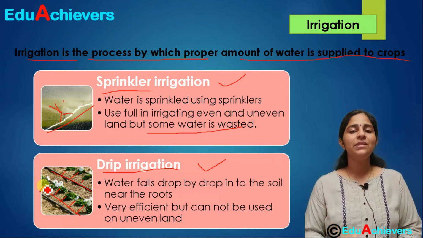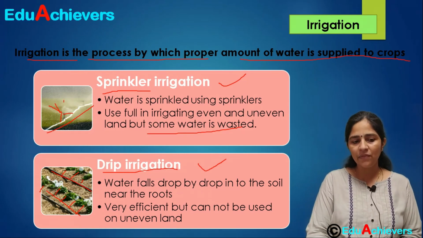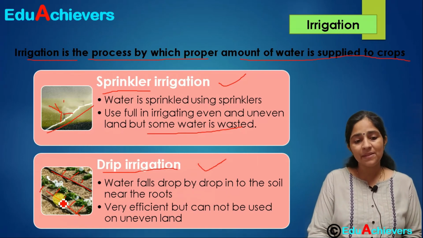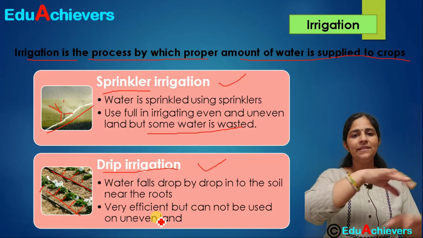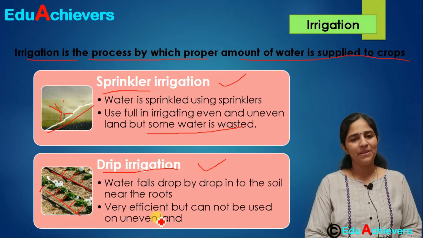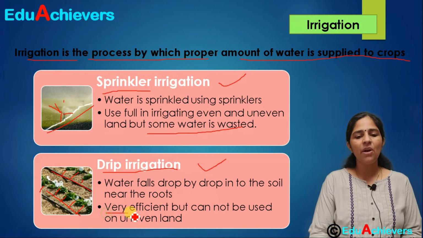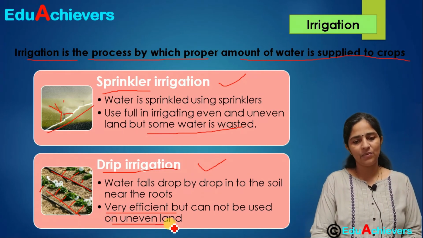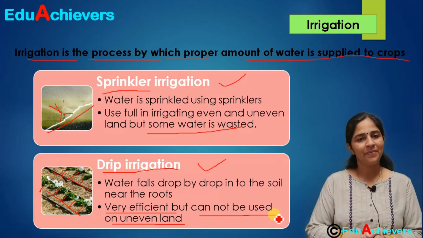So these are the two good techniques, but there is one limitation with drip irrigation. Because the piping system is extensive, whenever there is an uneven land or a hilly area, this method cannot be opted for. It is very efficient, correct, but it cannot be opted for uneven land. So that is one limitation which we have with drip irrigation.